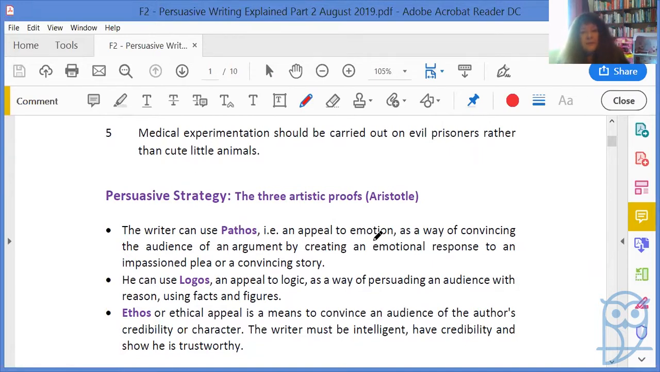Pathos is an appeal to the emotion. Okay, so you're waiting for an emotional response. Logos is the appeal to logic. You've got some facts and figures that can persuade someone. Ethos is when there's ethical appeal, which means the author has to have good character or credibility. Okay, the writer must be intelligent and show he's trustworthy. So that's your 3 artistic proofs for persuasive or argumentative writing, which we looked at last time: pathos, logos, ethos.